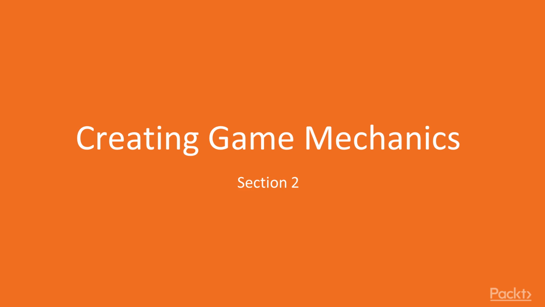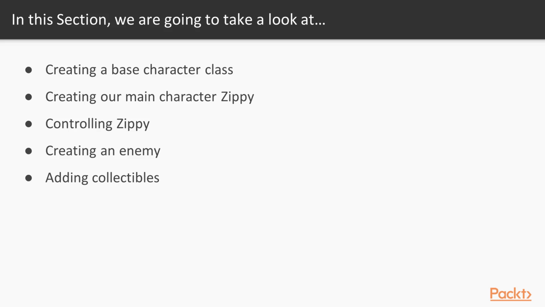Hello everyone, welcome to section 2 titled Creating Game Mechanics. In this section we're first going to create a base character class that we'll be using for our player and enemies. Then we will be creating our main character Zippy and adding functionality for his movement. We'll then look at implementing controls so that we can control our player.